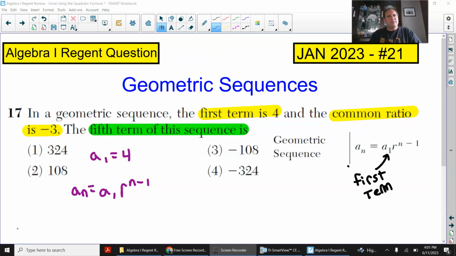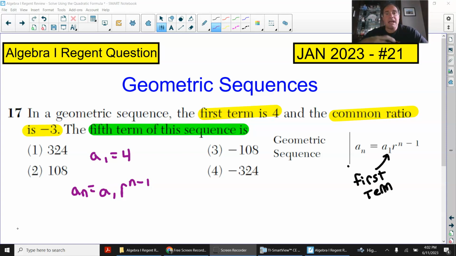The other type of sequence they might throw at you. This was on the January 2023 Regents number 21. So they had 2 sequence questions here. This is called a geometric sequence. And you could see that they give you the geometric sequence formula right on the reference sheet.